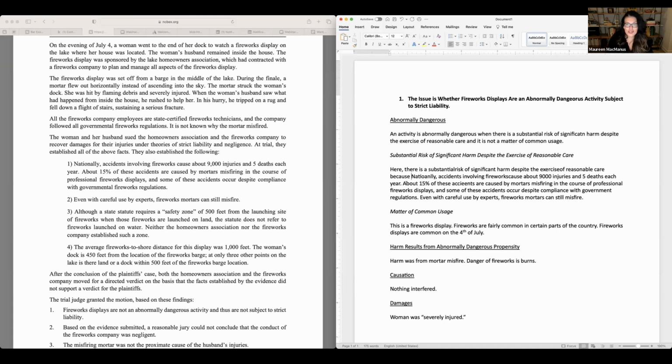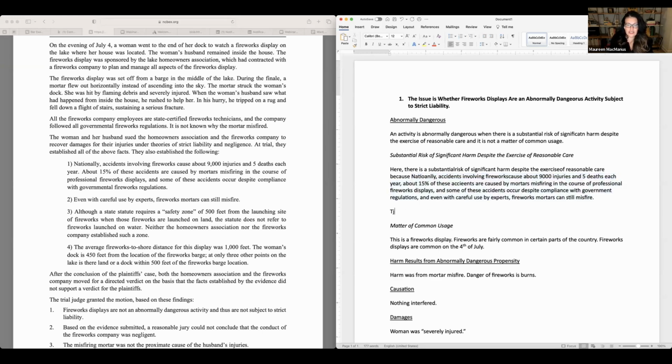So this is why you can't just drop facts in. Additionally, about 50%, or actually, I'm not even going to say additionally. I'm going to just delete the period and do a comma. About 50% of the accidents are caused by mortars. And so I make this all into one sentence. It was three sentences when I copied it in. Now it's: here, there is a substantial risk of harm despite the exercise of reasonable care because fact, fact, fact. And that's my analysis.